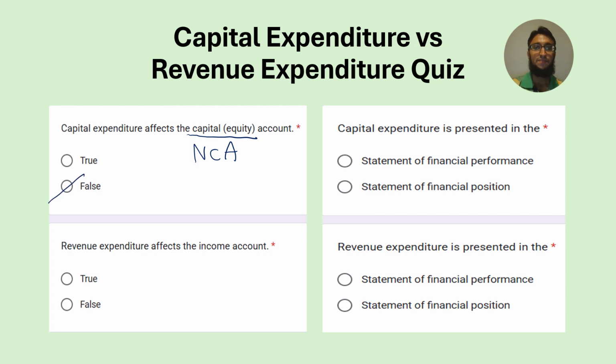Alright, and since it affects the non-current asset account, capital expenditure will be presented in the non-current assets section of the statement of financial position. Next, revenue expenditure affects the income account. Okay, again, this is incorrect. In fact, the meaning of revenue expenditure is simply expenses. So, since we know it is an expense, it will be presented in the statement of financial performance.